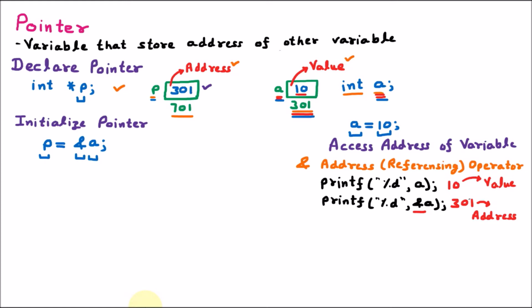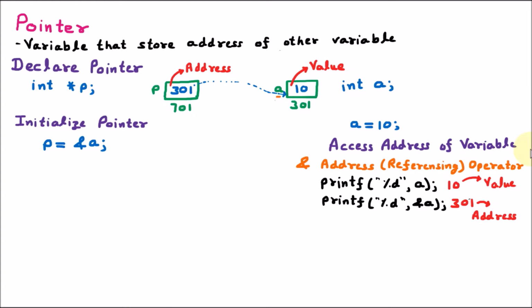So here you can see that P is the pointer which is having the address of an integer variable A. So we can say that hypothetically it is pointing to the variable A. This is called the pointer because it is pointing to the address of a variable which is of integer type.